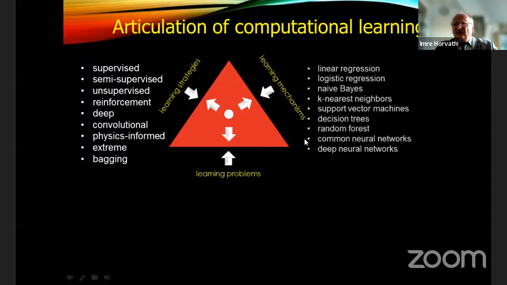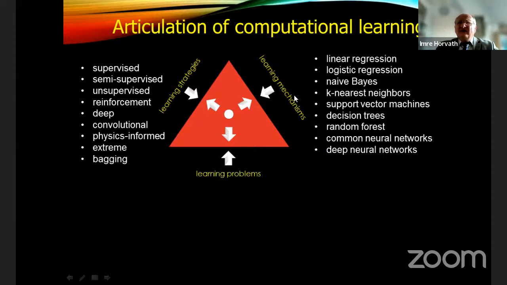Then, on the side of learning mechanisms, actually, we may list again a long list of mechanisms, starting from relatively simple ones and ending up with rather complex ones. So linear regression, logistic regression, naive Bayes approach, k-nearest neighbors approach, support vector machines, decision trees, random forest, common neural networks, deep neural networks, as samples of learning mechanisms, but we have to be aware.